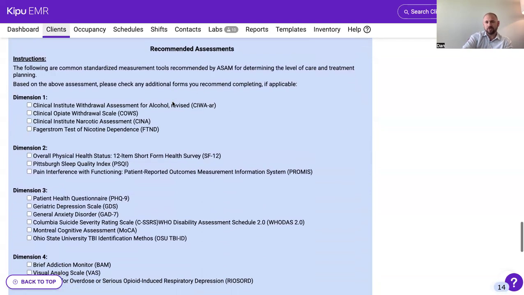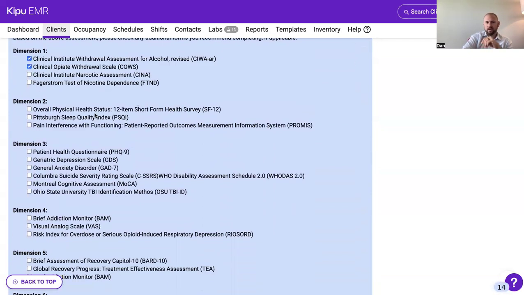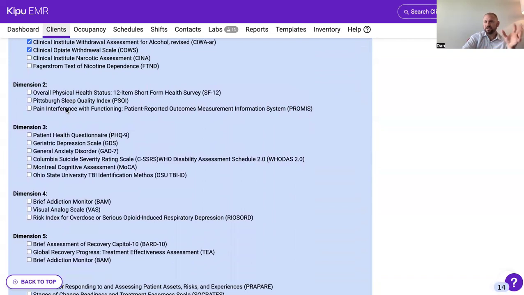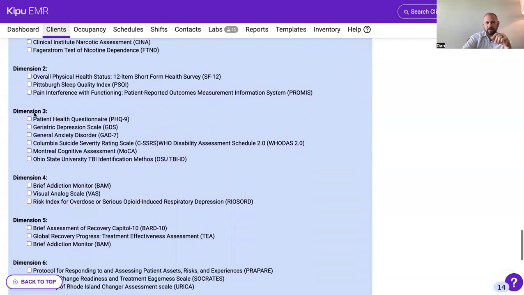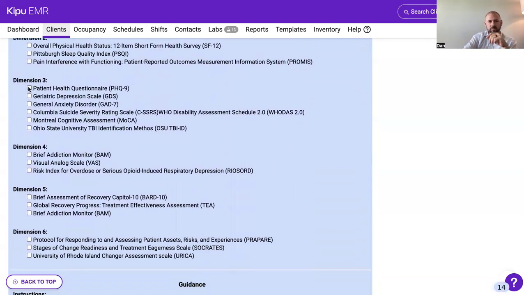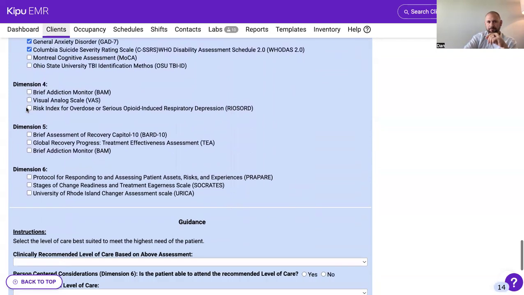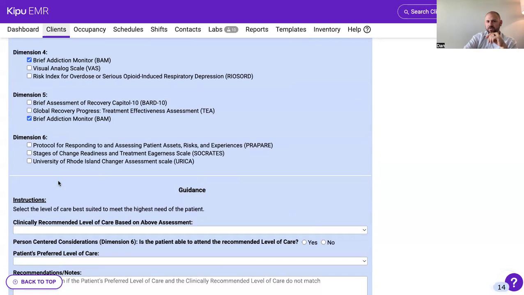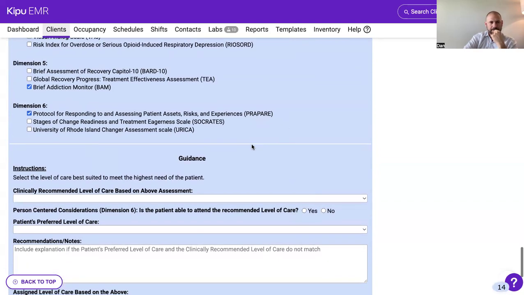Recommended assessments, guys. I want you to click these each time the same way. So we do CWAS and COWS. These are our rounds. Dimension 2, I'm still trying to figure this out, guys, what we're going to do for Dimension 2. This is really for our medical team, but I want you to leave that blank for right now. Dimension 3, we do the PHQ-9, we do the GAD-7, and we do the Columbia suicide screening. We do BAM, brief addiction monitor, for both of these. And Dimension 6, I want you to leave this one alone. Oh, I'm sorry, this one's prepare. That's what we're doing, prepare.